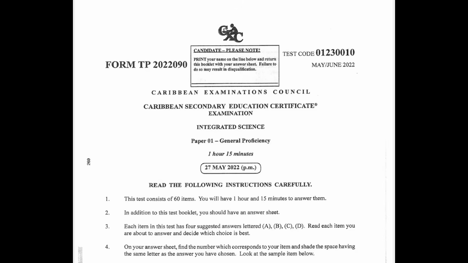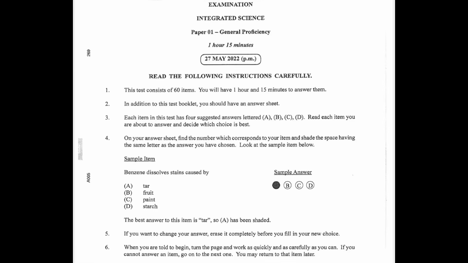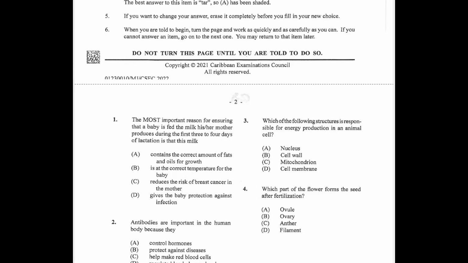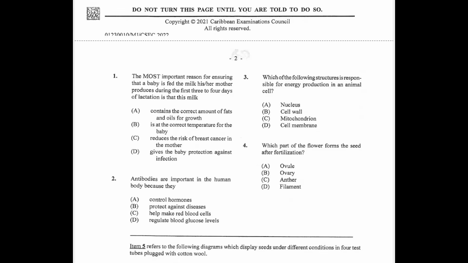of the May-June 2022 Integrated Science Paper 1. Let's start the first of 60 questions. The most important reason for ensuring that the baby is fed the milk her mother produces during the first 3 to 4 days of lactation is that this milk gives the baby protection against infections.